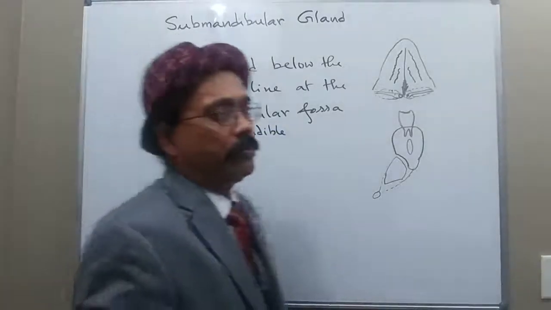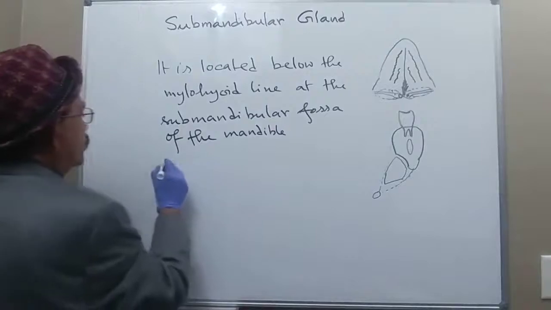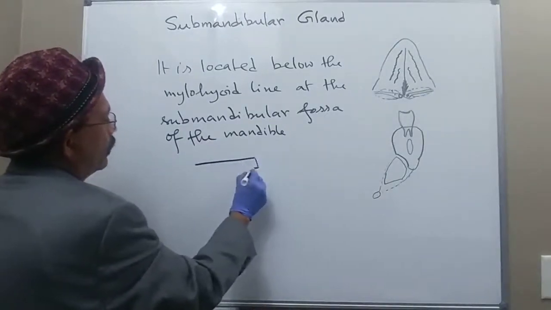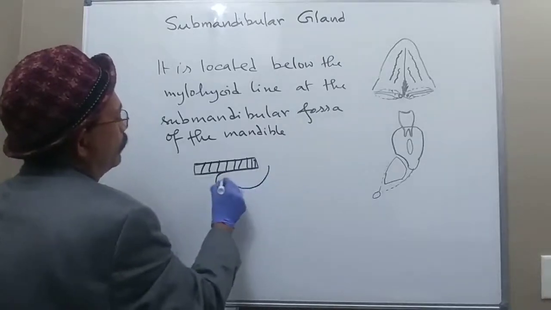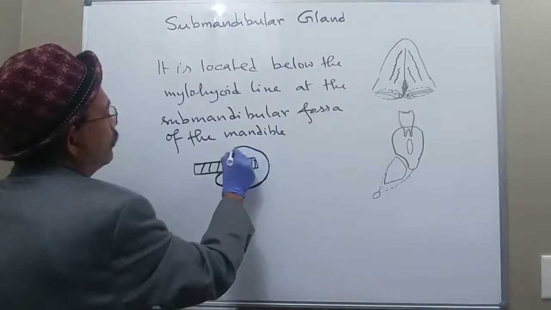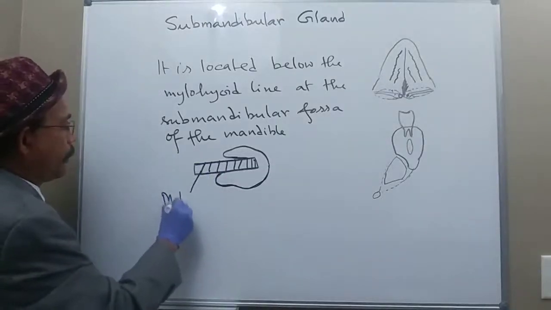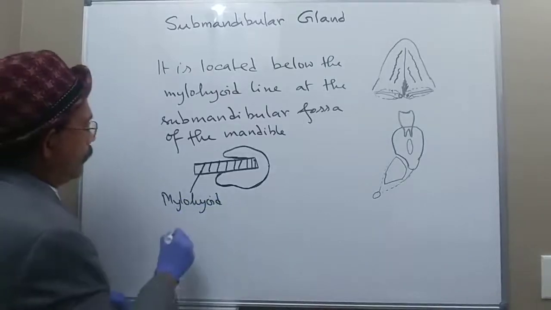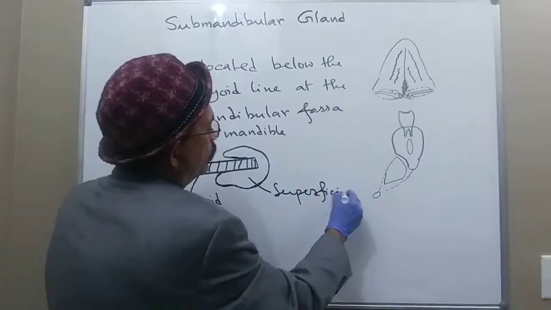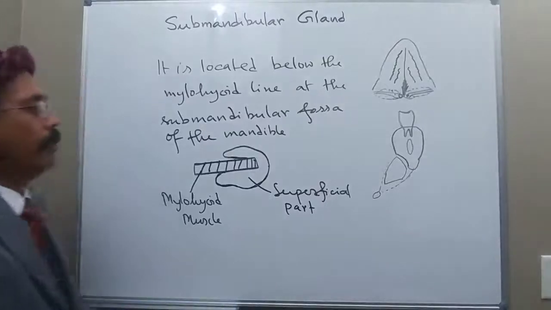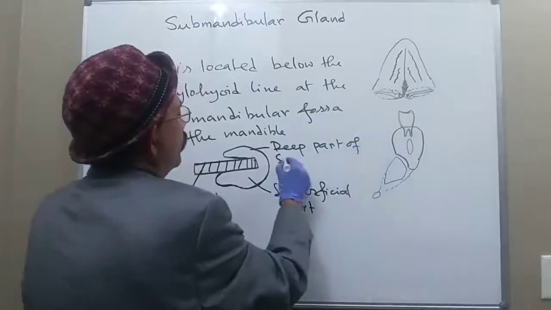Its relationship to the mylohyoid is very important to us. If you draw the mylohyoid muscle here, most of this gland, the superficial part, is below the mylohyoid muscle. The deep part is over the superior surface of the mylohyoid muscle. This is the mylohyoid. This is the superficial part, and this is the deep part of the submandibular gland.